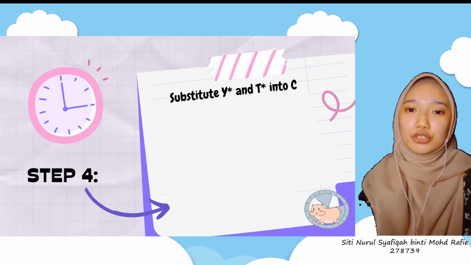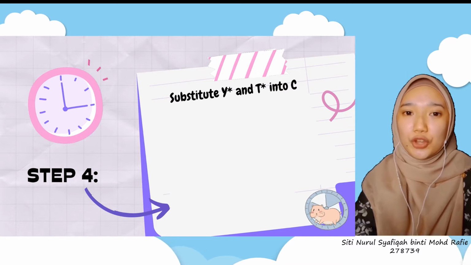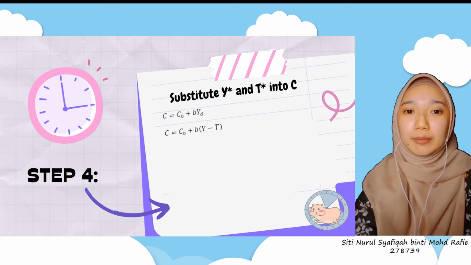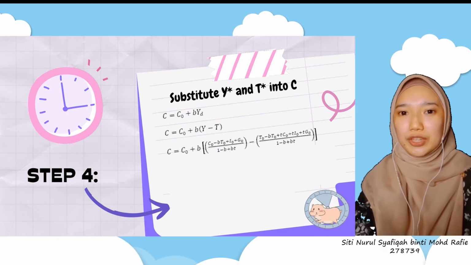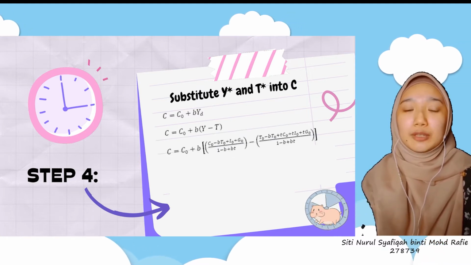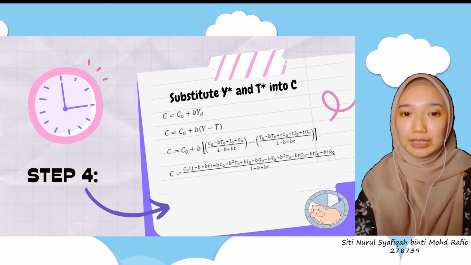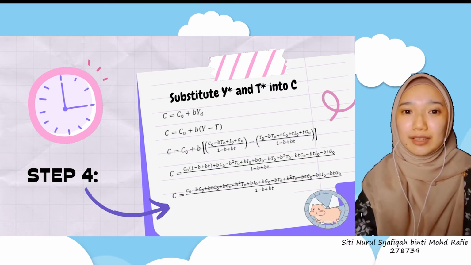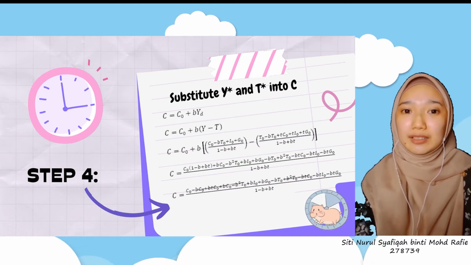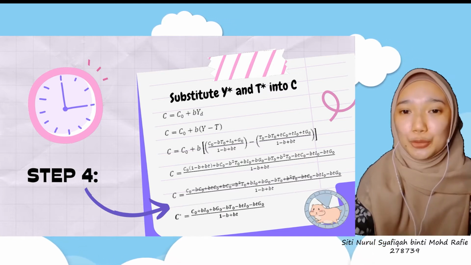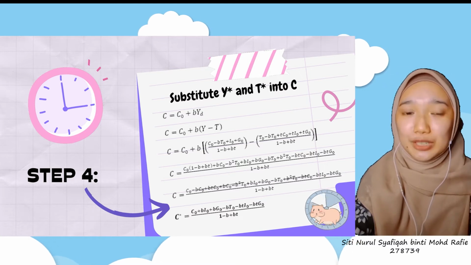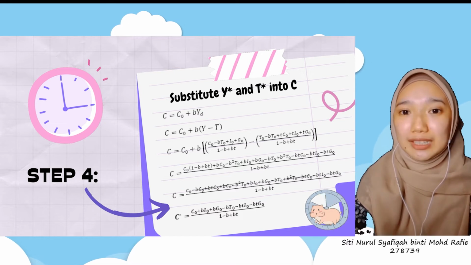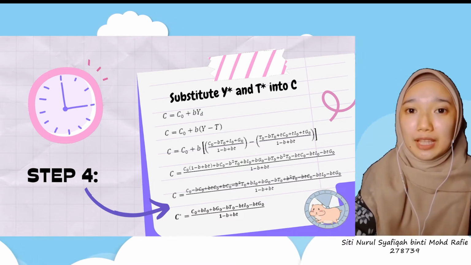The fourth step is we need to substitute Y star and T star into the C equation. First, we rewrite the C equation, then we substitute Y star and T star into it. Then the C null needs to be multiplied by 1 minus B plus Bt. Next, we solve the equation, then we can cancel out BC null, BtC null, B square T null. And lastly, we get the C star value, which is C null plus BI null plus BG null minus BT null minus BtI null minus BtG null divided by 1 minus B plus Bt.